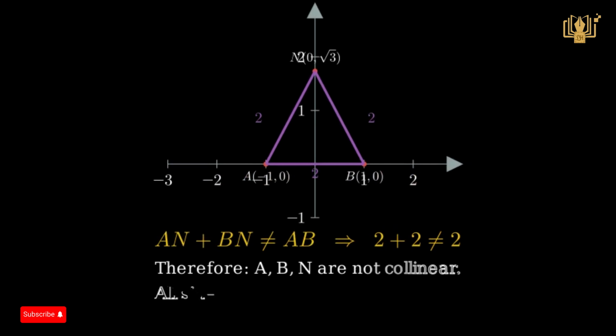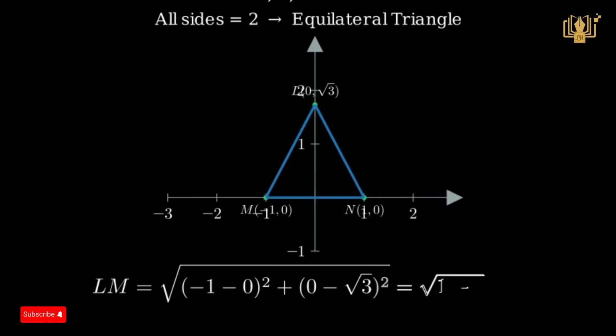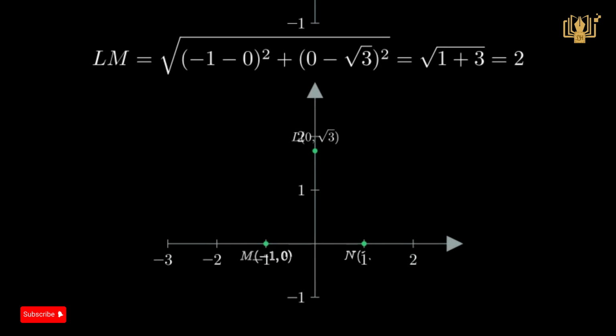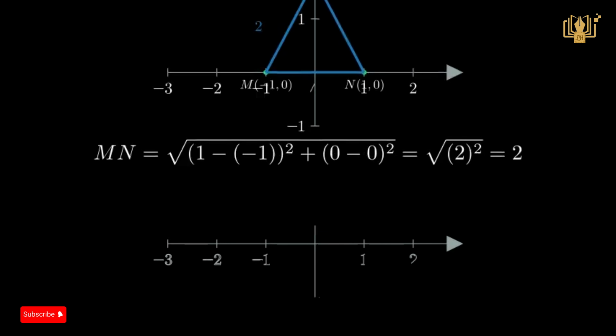Problem 3. Show that L with coordinates (0, square root 3), M with coordinates (-1, 0), and N with coordinates (1, 0) form an equilateral triangle. Let's plot and connect the triangle. Compute each side length. LM equals 2, MN equals 2, LN equals 2. All 3 sides are equal, so triangle LMN is equilateral.